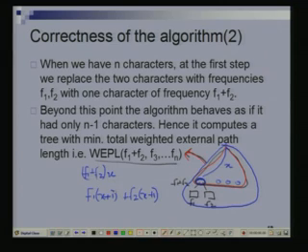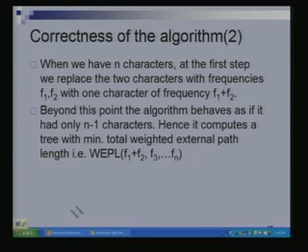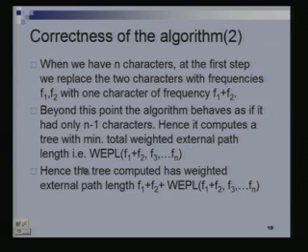So how much is this different from this? By f1 plus f2. Great. So the tree computed by this algorithm has weighted external path length f1 plus f2 plus this quantity. Right? So this is what our algorithm has computed. This is the weighted external path length computed by Huffman's algorithm. Okay. Now we have to argue that this is the minimum possible.